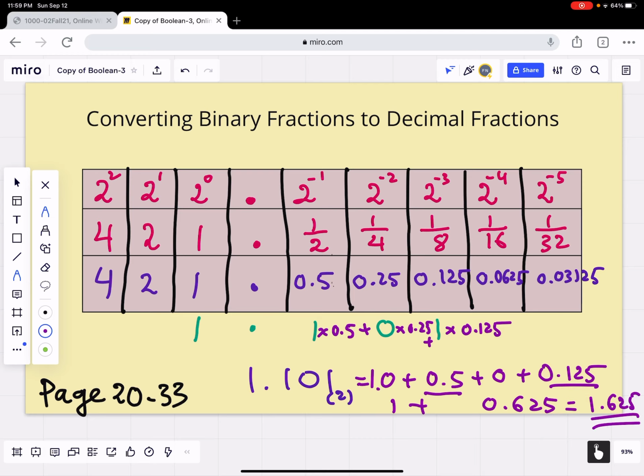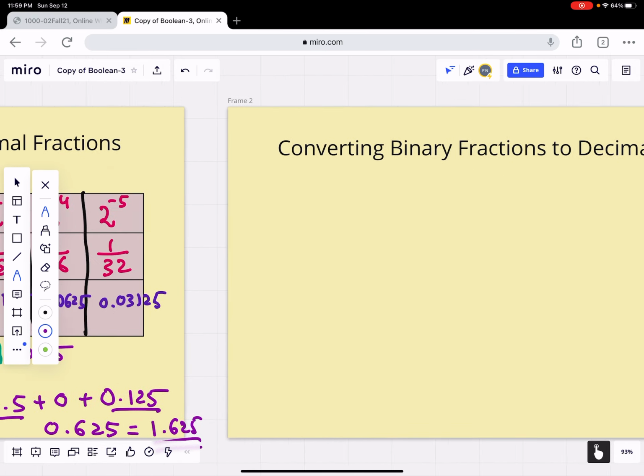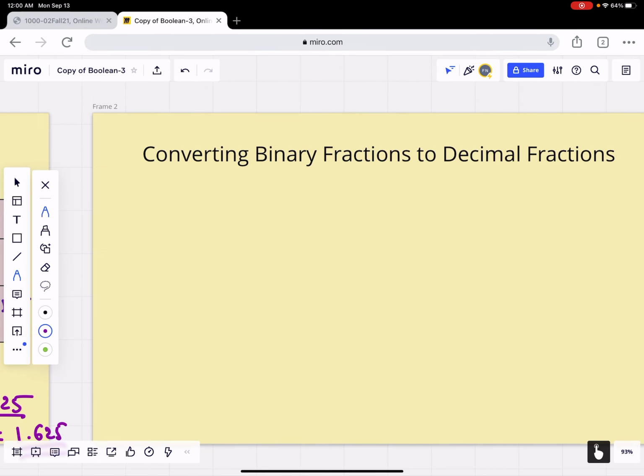Okay, so we're gonna do another example. Let's look at this example. I'm gonna move to a different one, and I want to convert the binary fraction to decimal fraction with this example: 110.11101. Okay, and this is on page 21 in your book.